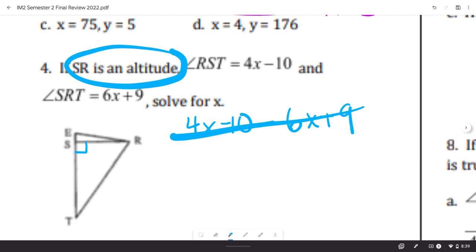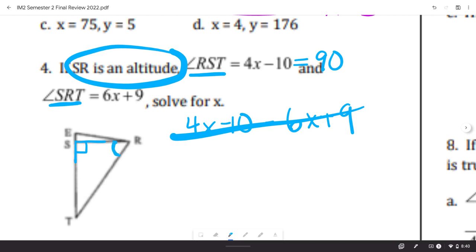And RST is 4x minus 10. RST, remember that the middle letter will tell you the position of that angle, okay? So that means that this right here, that's RST. So this right here equals 90. Now it is also given that you've got SRT. Now let's look at where that is. SRT would be right here.